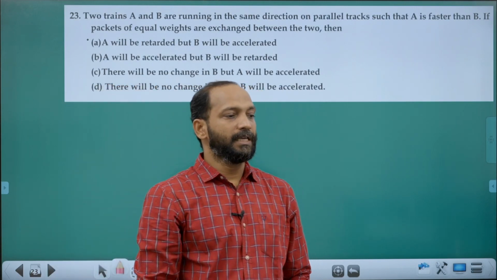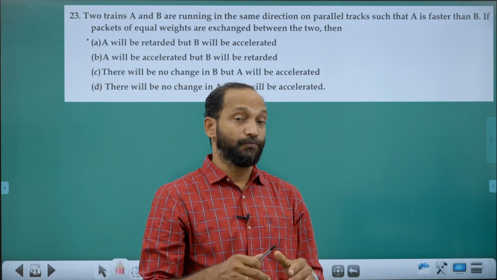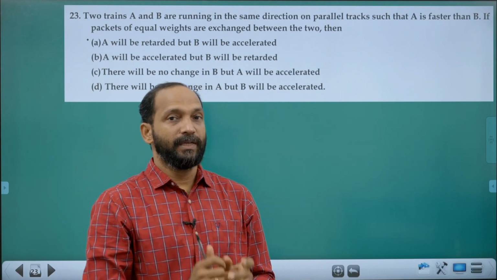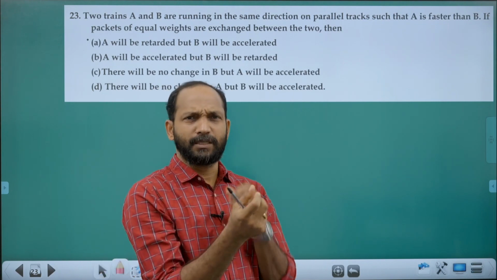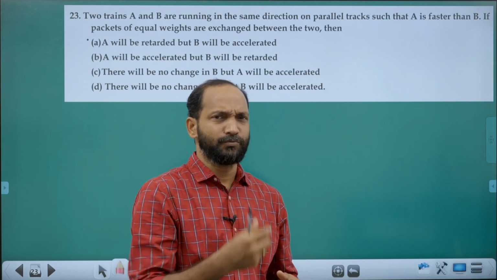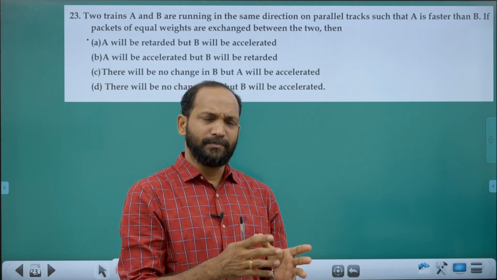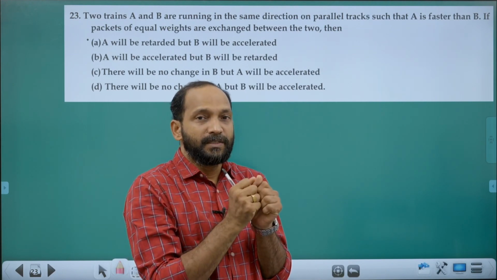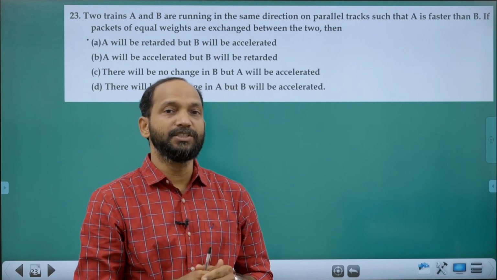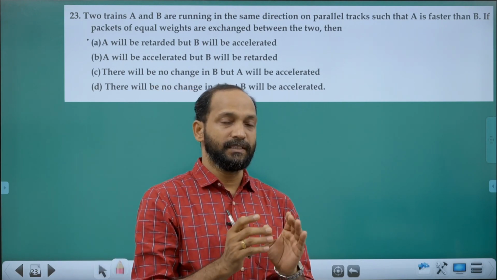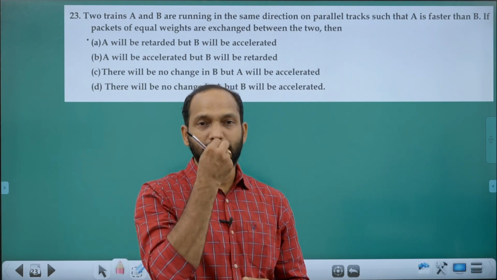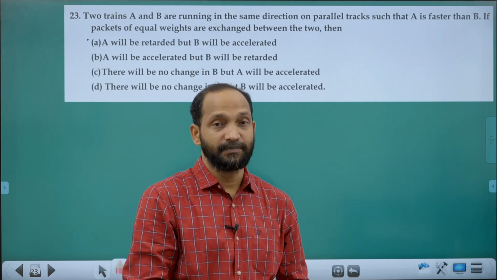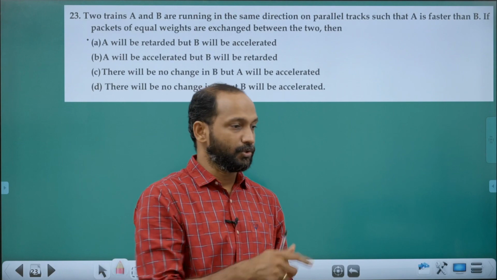Two trains A and B are running in the same direction on parallel tracks such that A is faster than B. Packets of equal weights are exchanged between the two. When the faster one hands over a packet of some constant mass, any biscuit pack or food packet, to the neighboring slower train, what happens? There will be a retarding force. There will be a change in momentum associated with the exchange. That change in momentum affects each of these trains in two ways. The faster train will be retarded and the slower train will be accelerated, so the answer is apple.